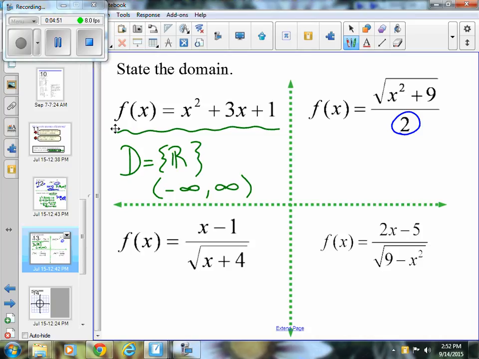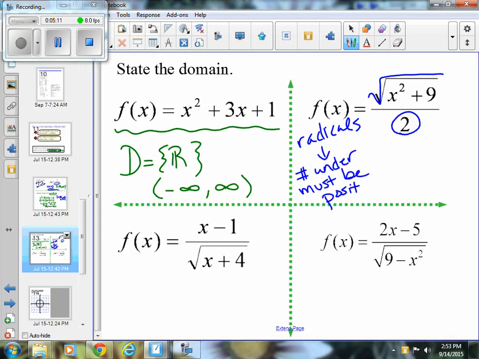But here's the part I am worried about. Take a look at the numerator. There's a radical. So we have to think about what we know about radicals. When you look at a radical, the number underneath always has to be positive. So the number under the radical must be positive. So if it's not, then we're not going to have a real answer, and those numbers need to be excluded. Those values of x that make that happen, make it negative, would have to be excluded from our domain.